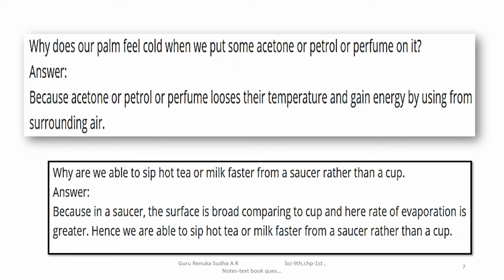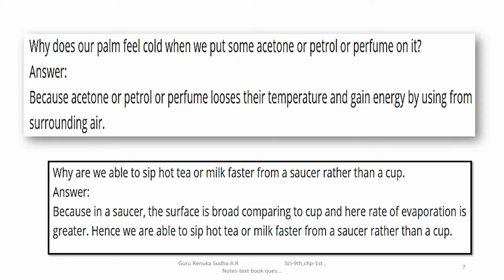Why are we able to sip hot tea or milk faster from a saucer rather than a cup? Usually you drink hot tea, coffee, or milk in a cup and saucer. In hotels especially, they use cup and saucer to serve coffee, tea, or hot milk. When you pour that coffee or tea or any hot drink into the saucer, definitely within a fraction of a minute it will get cool. So that is why they ask why it happens like that.